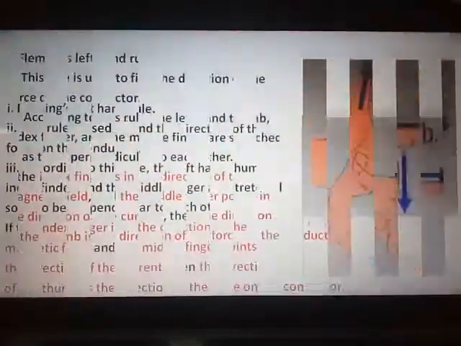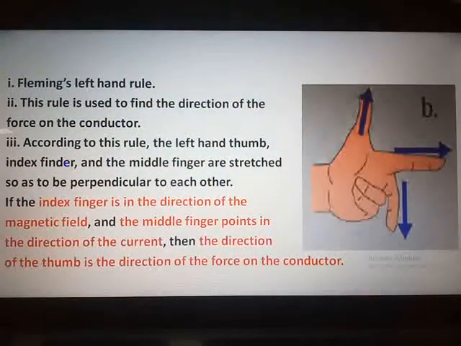Next diagram is very simple. Again, I won't explain. Here looking at the figure B, it is Fleming's left hand rule. Then you know this rule is used to find the direction of force on the conductor. For the marking of the rule, refer page number 55. Page number 55, you can see in the center of the page Fleming's left hand rule.